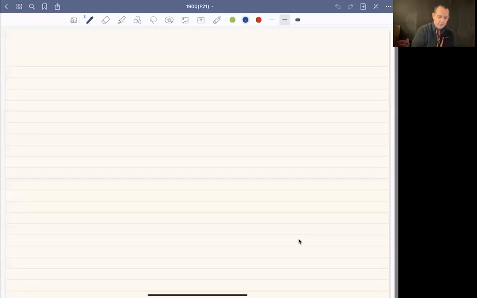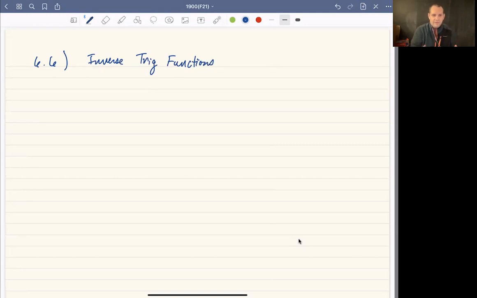All right, in this video, I want to talk about section 6.6. And here what we're going to do is talk about the inverse trigonometric functions. So here are the inverse trig functions. I want to introduce what these functions are. There's a few domain and range things to talk about. We'll graph a few and then we'll talk calculus with these functions.